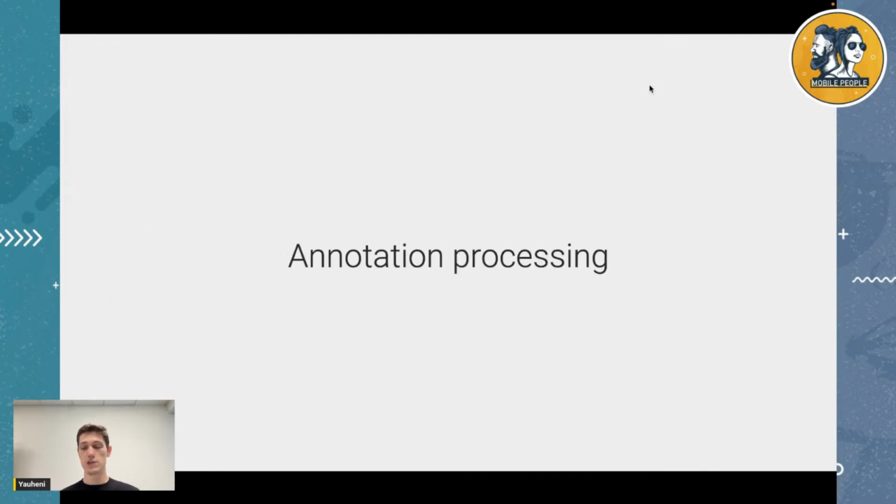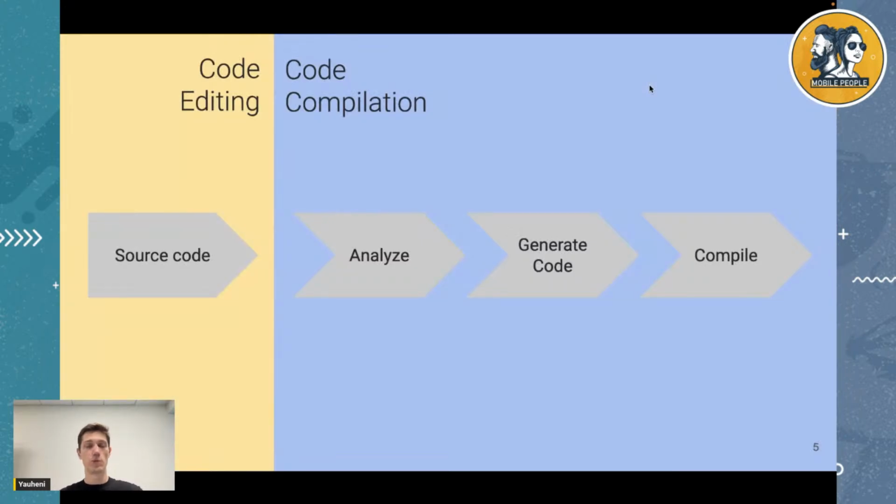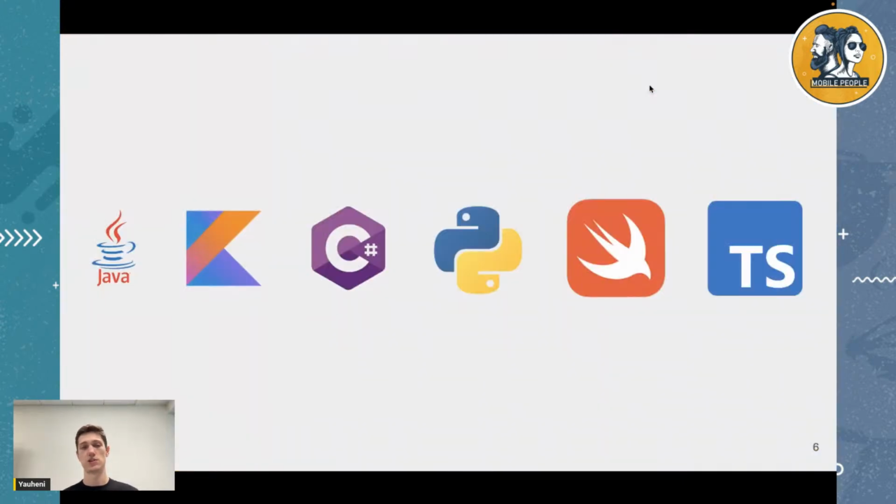Annotation processing. So what is that? Well, when we write code, we need a compiler to compile it, and the compiler has different stages of compilation. For example, the analysis stage, where the compiler builds syntax trees and analyzes whether the code is right or wrong. There are more stages, but let's be short and focus on this one: generate code. Some modern compilers have this stage. So what is this stage about, actually?